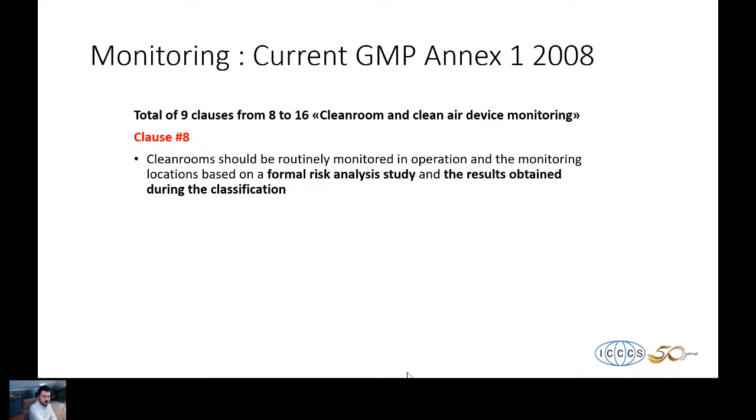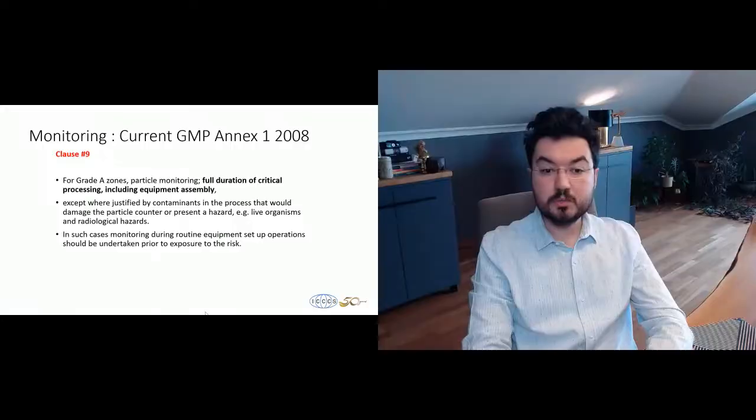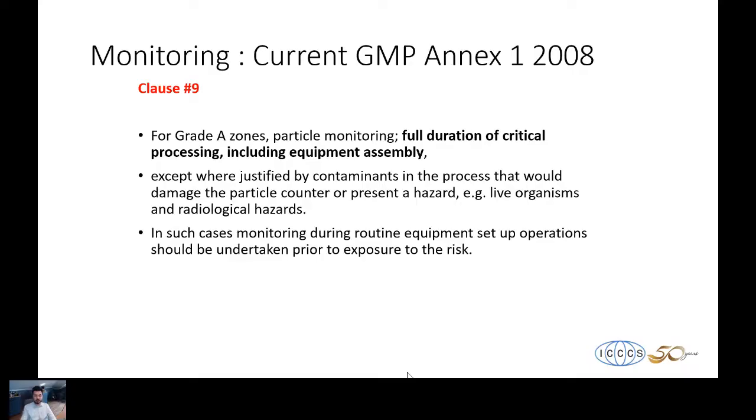Clause number 9 is talking about, for grade A zones, the particle monitoring, the full duration of critical processing, including assembly, except where justified by contaminants in the process that will damage the particle counter or present a hazard, for example, live organisms or radioactivity hazards. In such cases, monitoring during routine equipment setup operations should be undertaken prior to exposure to the risk. So we will be monitoring the entire area.